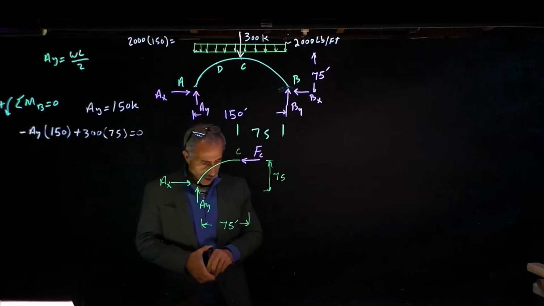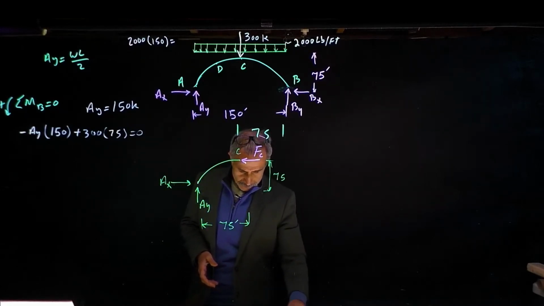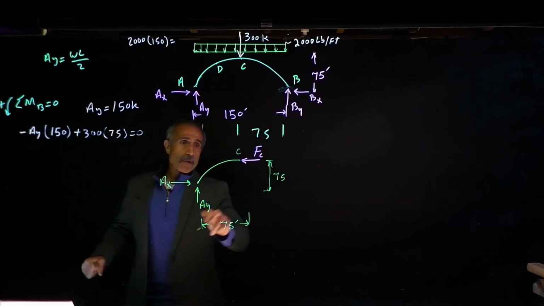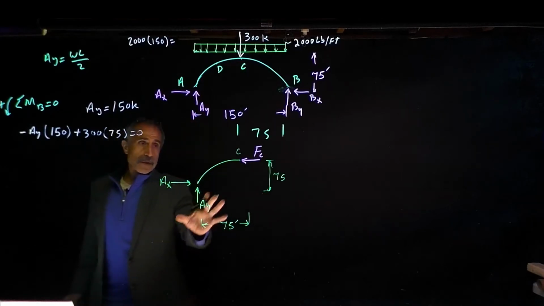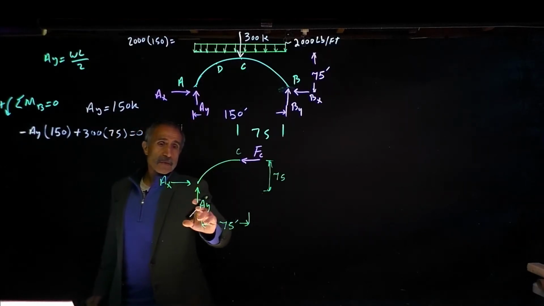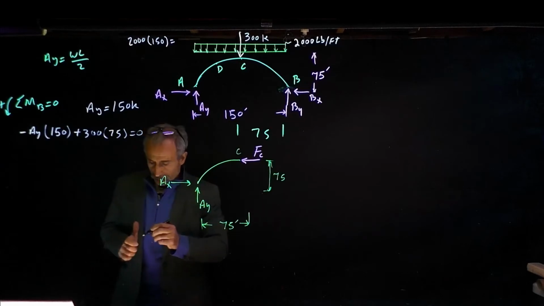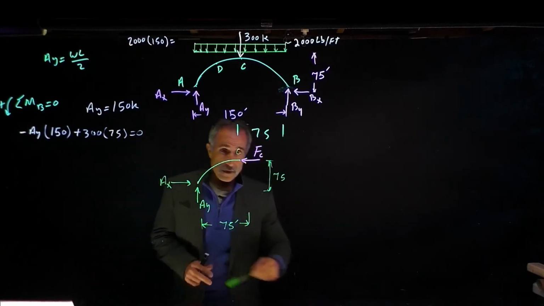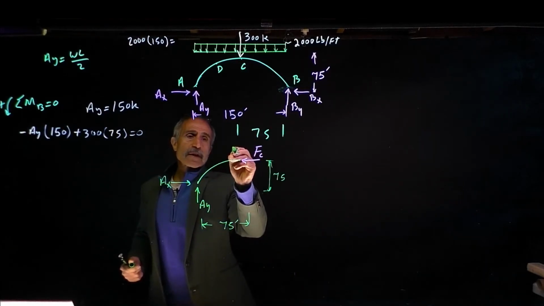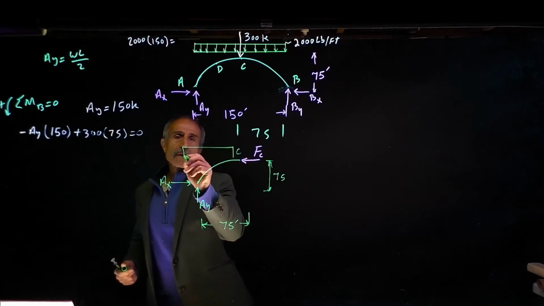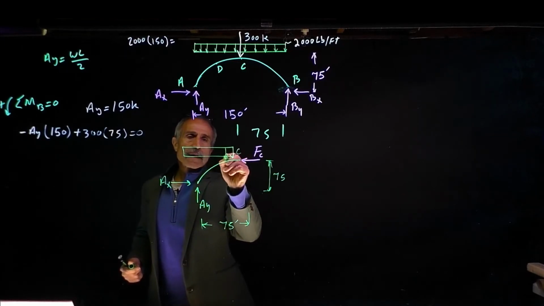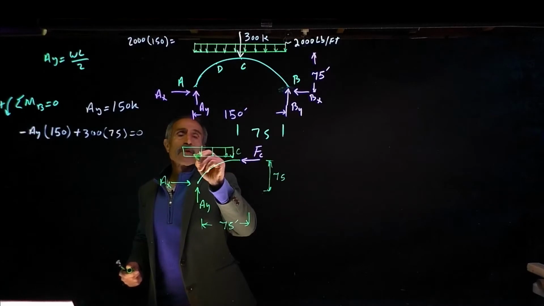And what we're going to do is take a moment about point C when we cut the structure. So we have this force, and that force. Oh, I forgot the load itself. So we have the load right here itself. And that was 2,000 pounds per foot.